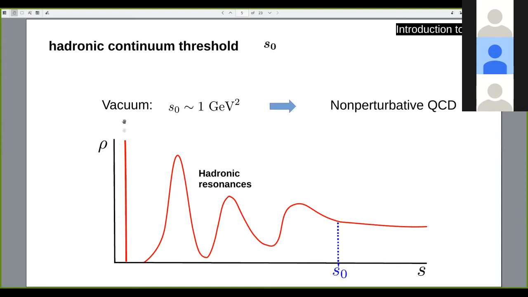For example, this is a point-like resonance with a small width, then start the hadronic resonances, and then the higher resonances overlap, producing a continuum here. And there is a natural threshold, named the hadronic continuum threshold, that divides these distinguishable resonances from the hadronic continuum.